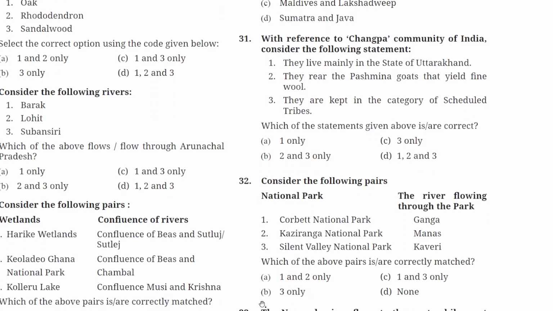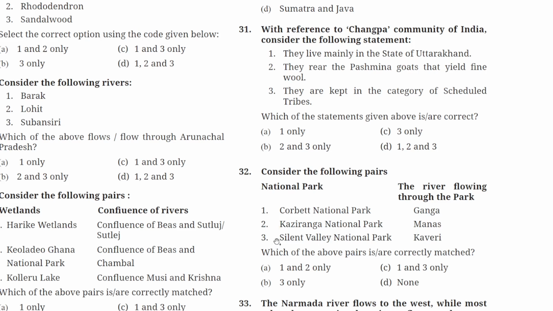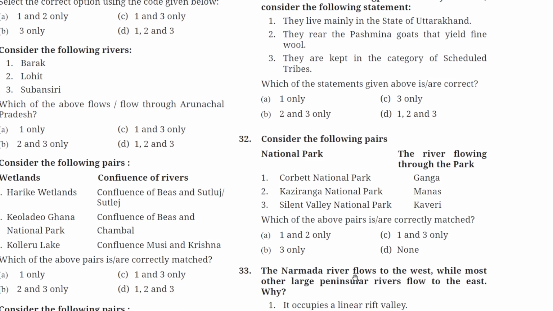Consider the following pairs. National Park and the river flowing through it. So the answer is none actually. Narmada and Tapi flow through the rift valley. Basically, Corbett National Park has the Ramganga River. Kaziranga National Park has rivers such as Brahmaputra, Diphlu, Mora Diphlu, and Mora Dhansiri. Whereas Silent Valley National Park has the Kunthipuzha, not the Kaveri. So the answer is D, none.